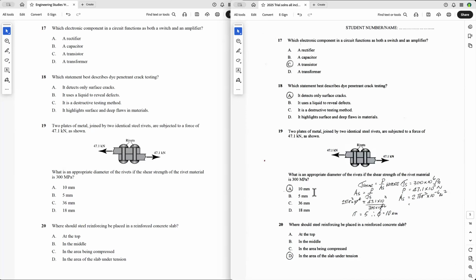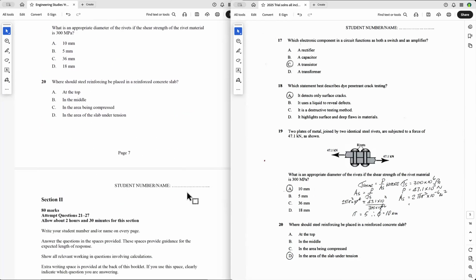Where should steel reinforcing be placed in a reinforced concrete slab? Always where the area is in tension of the slab, that's in tension. And so D is the correct answer there.